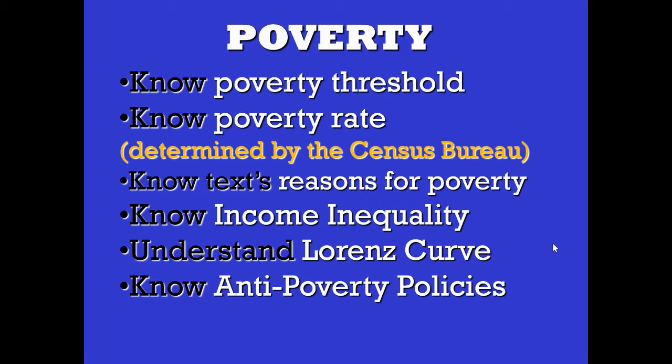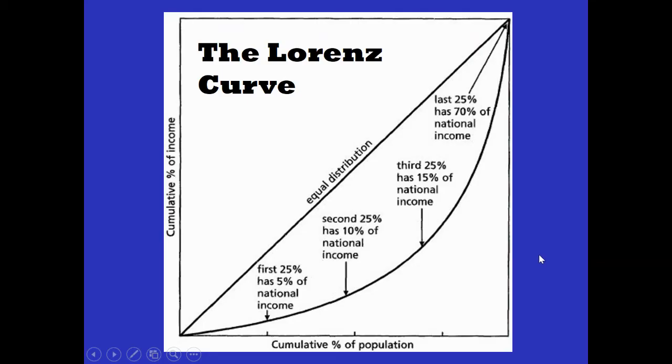So just be aware of the other anti-poverty policies that are there, in-kind benefits. There's a lot in your textbook that you'll probably come into contact with as you do the homework for this section. So in your notes, you have a page here that shows you the Lorenz curve, and I'm going to try to use my cursor to highlight a couple of things here, guys.